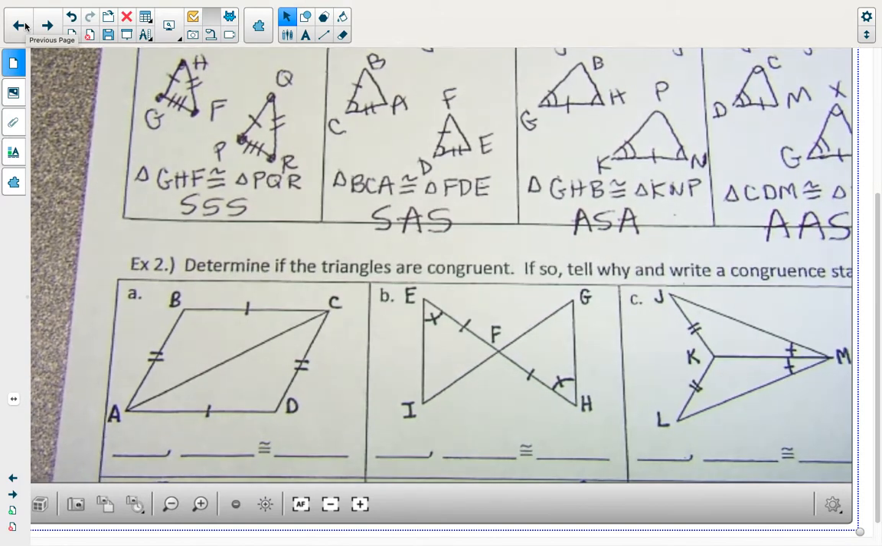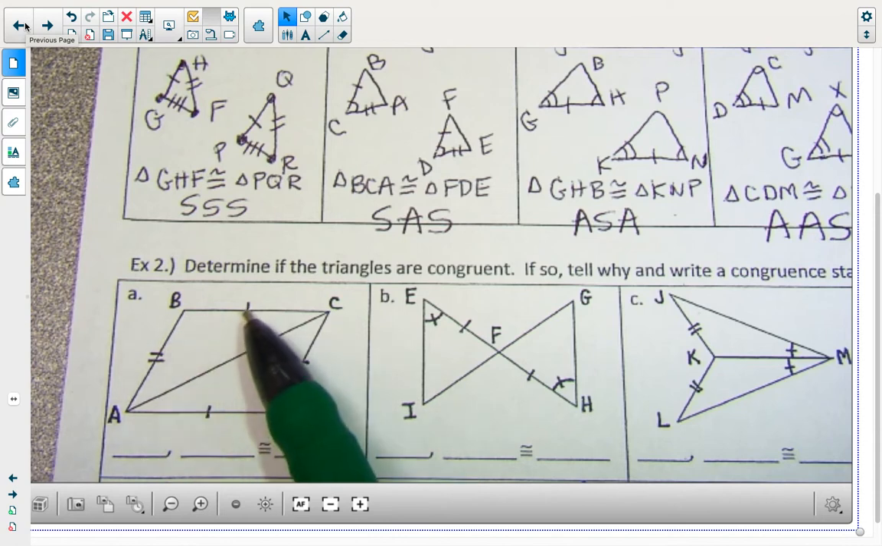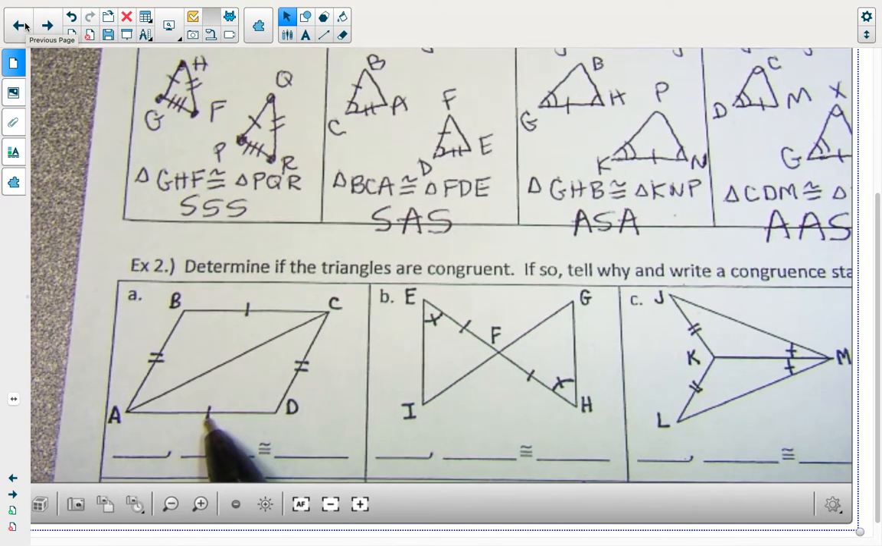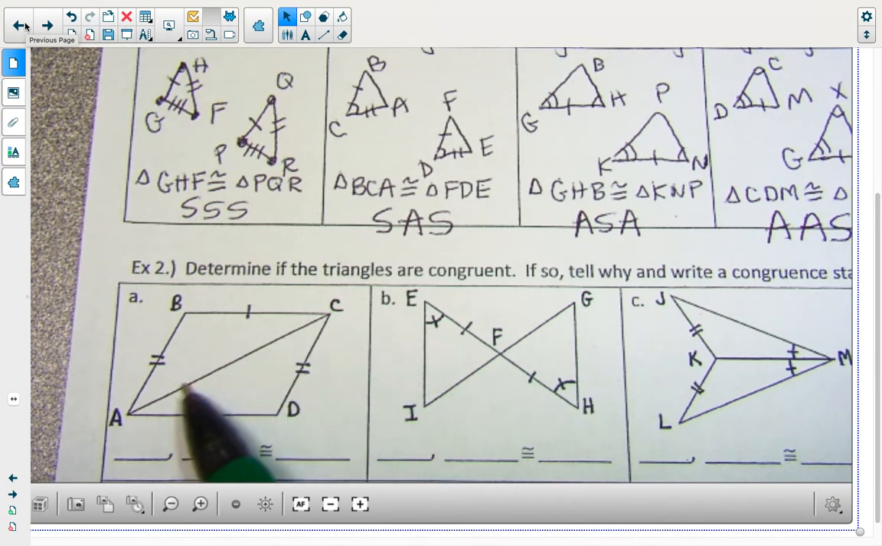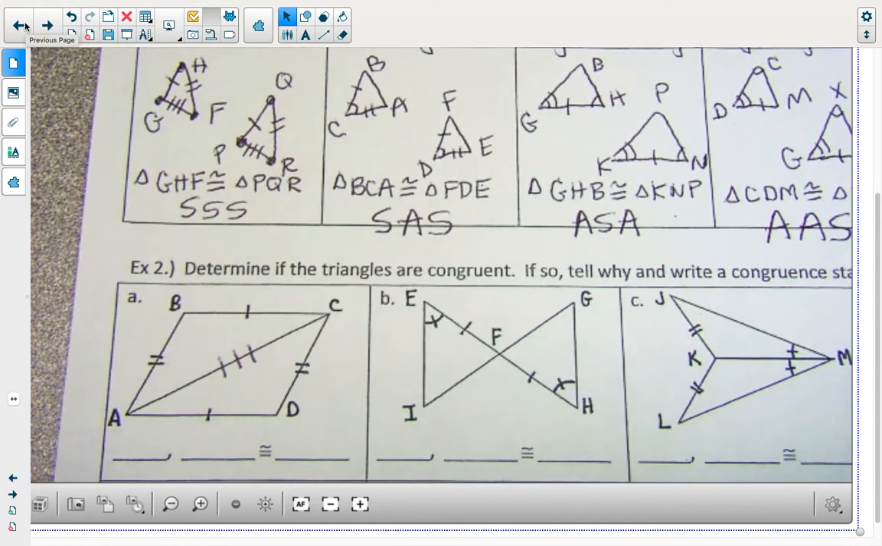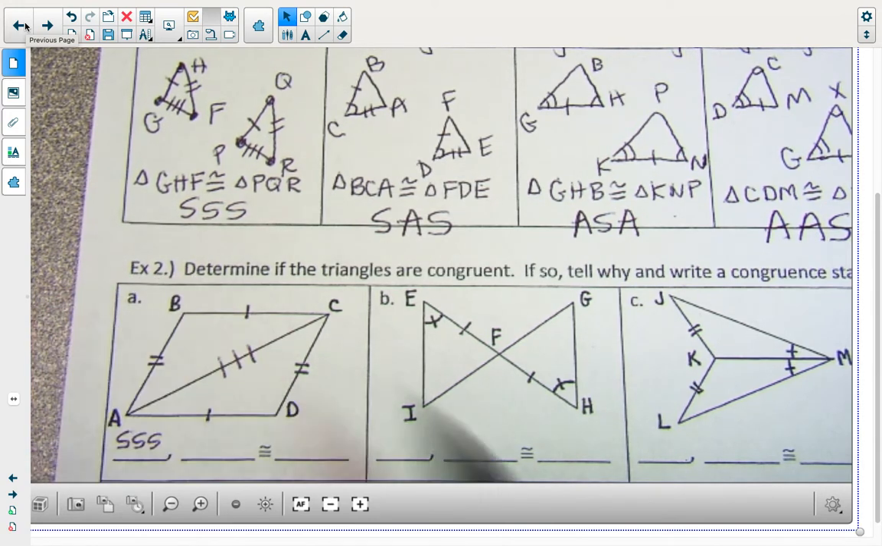All right, 2A. So I have this triangle here. I see that I have one tip mark there, so that means they share a leg. I see there's another one here, so they share two sides of the triangle. So this is one side, and then this is another side. And they share this last side here because they both have that in common. So I have 3 legs that are all congruent to each other. So these are congruent by side, side, side.